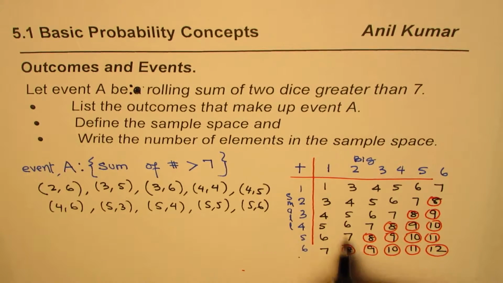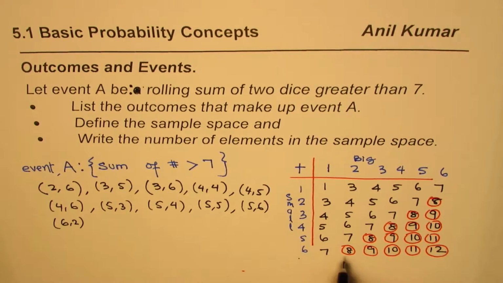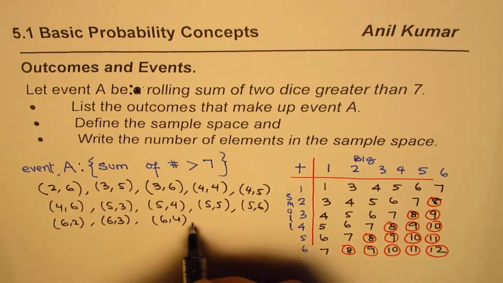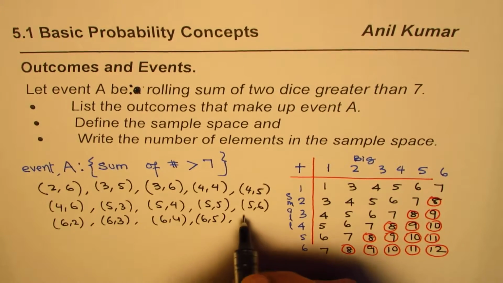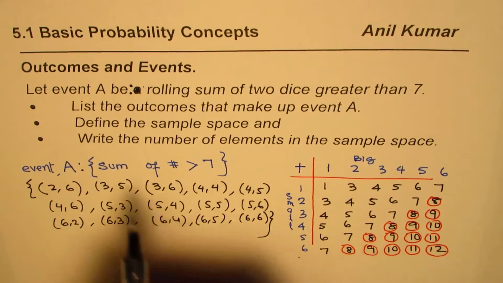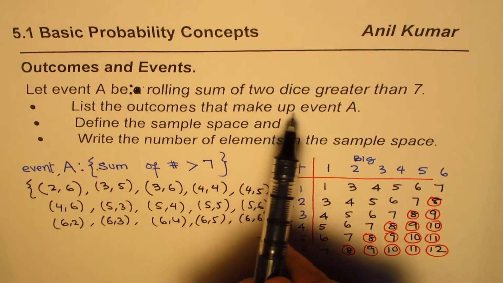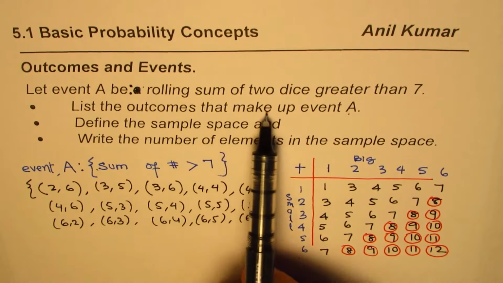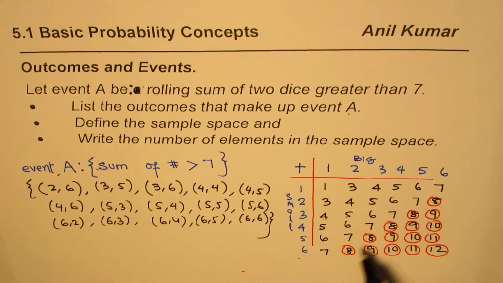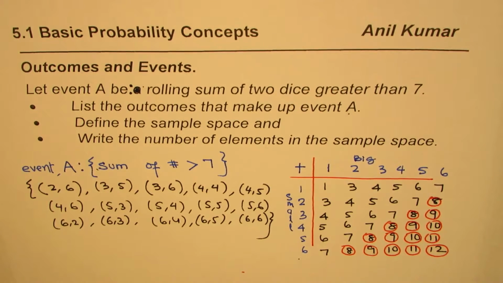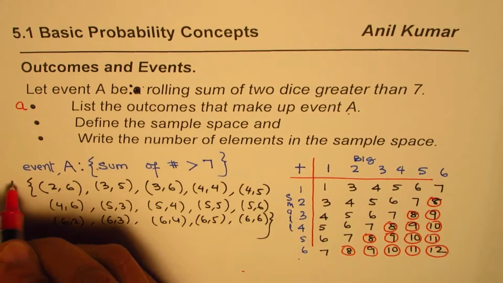And then starting with 6, we have 6 and 2, 6 and 3, 6 and 4, 6 and 5, and 6 and 6. So all the set of these numbers are the outcomes that make up our event A. Do you see that? When the question is to list the outcomes that make up event A, we don't have to count the number of outcomes. We have to list them as listed here. That's very important to understand, okay? So that is the answer for part A.